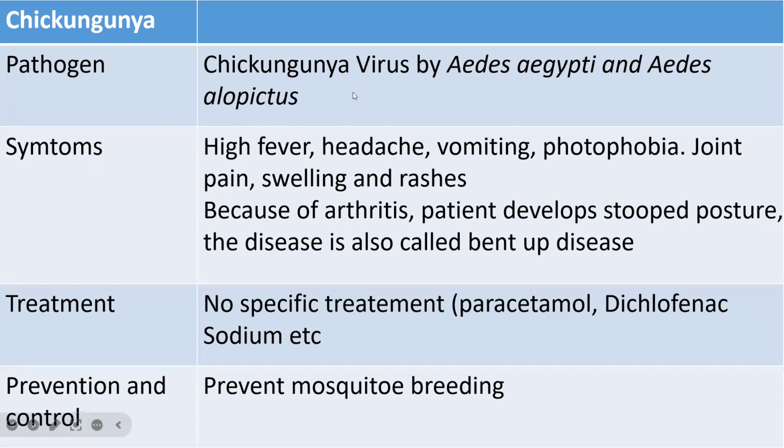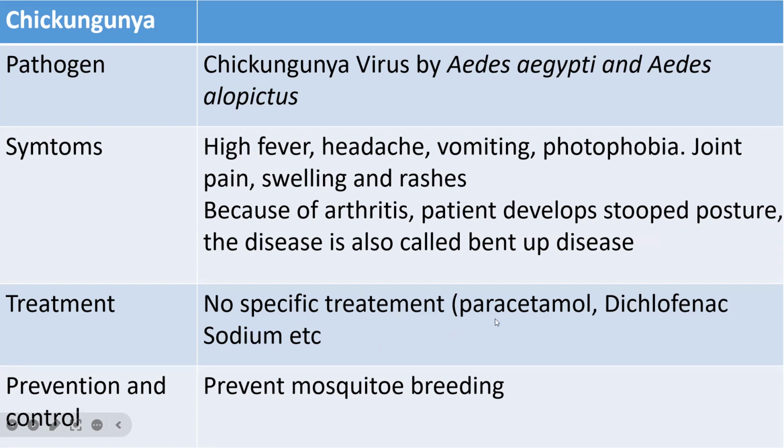Symptoms: high fever, headache, vomiting, photophobia. What is photophobia? Photophobia means fear of light. Photo means light. Phobia means fear. Joint pains, swelling, and rashes. Because of arthritis, patient develops stoop posture. The disease is called bent up disease. Stoop posture. Treatment: no specific treatment.